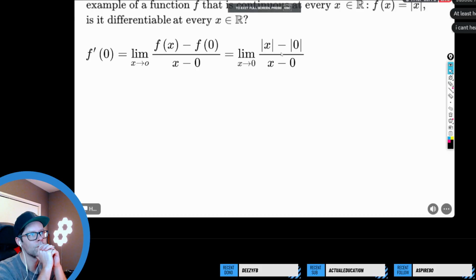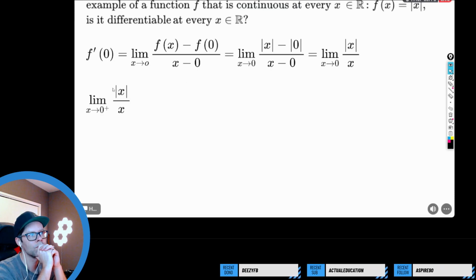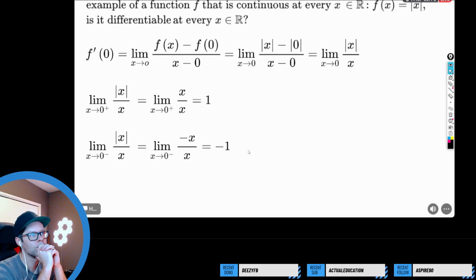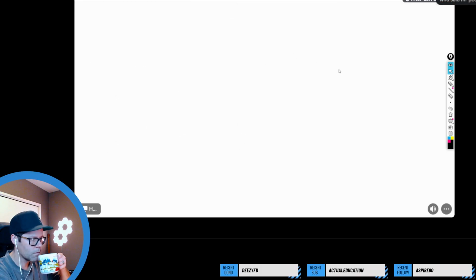And so if we take the derivative of it, we can see that it is the absolute value of x over x, which is not defined, because if we take it from the right side, we get 1, but from the left side, it is -1. So we have a problem here, so the limit is undefined.